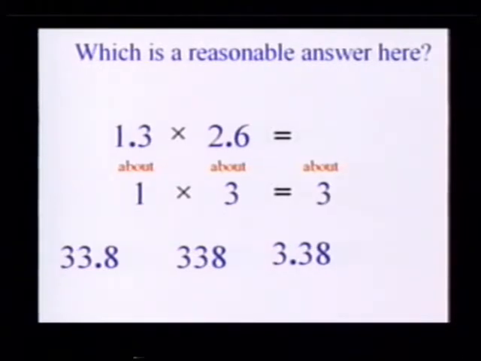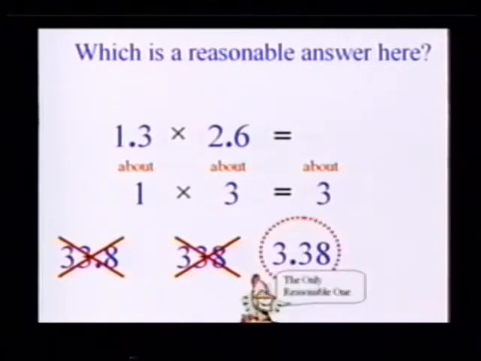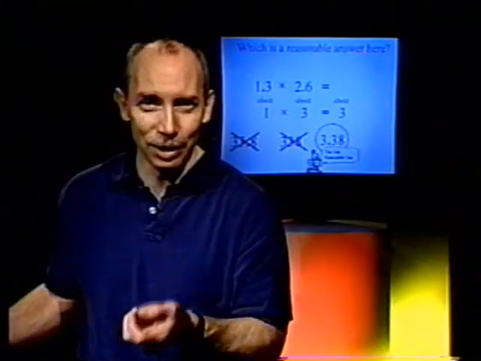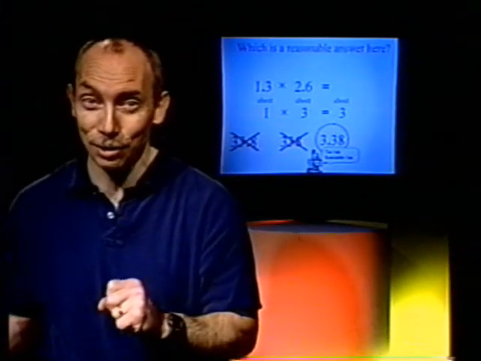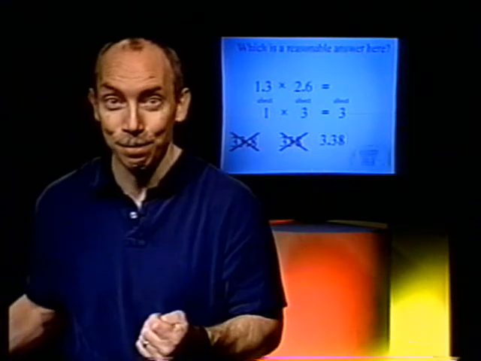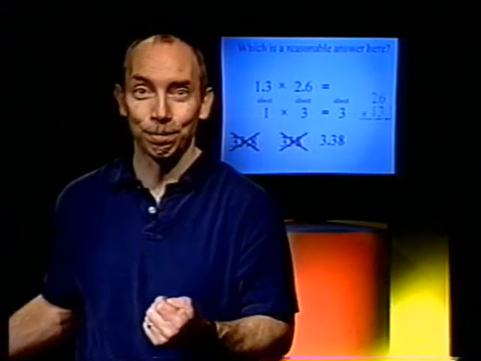Now, which one's about 3? Maybe this is it. Not. No, not this one. The only possible reasonable answer, even if you were too lazy to multiply it, is this one. Okay, so we can use this on tests too. Check to see if your answers are even reasonable. Got the idea? Okay.